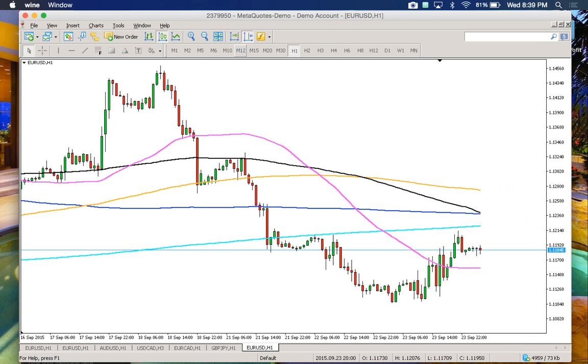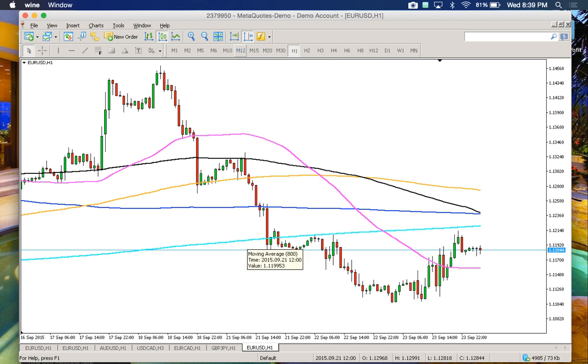The 200 is my orange. The 400 is my blue. When the 200 is above the 400, it means an uptrend. When the 400 is above the 200, it means a downtrend.